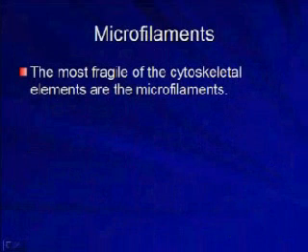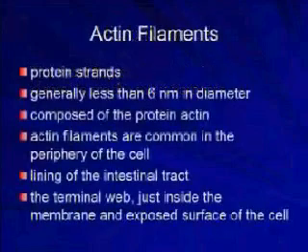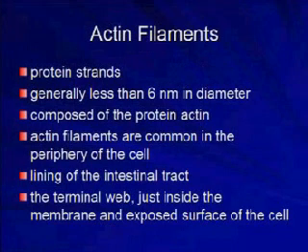Microfilaments are the most fragile of the cytoskeleton elements. The actin filaments are basically protein strands, generally less than 6 nanometers in diameter, composed of the protein actin. Actin filaments are common in the periphery of the cell. They line the intestinal tract, the terminal web, just inside the cell membrane, and exposed surfaces of the cell. So again, actin filaments, protein component, and we'll talk about actin filaments and their role in other cells, specifically the muscle cells, when we go through the muscle system.